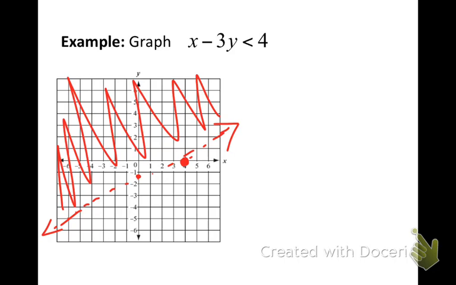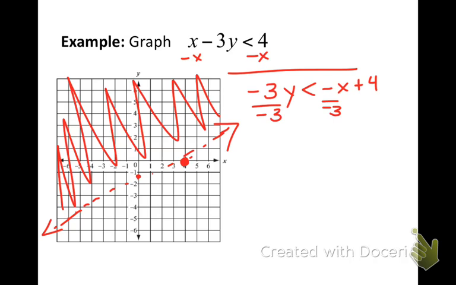So let's quickly practice solving this for y, because my y term has a negative in front of it, so when I end up dividing by -3, what am I going to have to do with my sign? I'm going to have to flip it. So if I practice solving that really quickly and minus my x from both sides, then we get -3y less than -x plus 4. Then when I divide everything by -3, I get y is greater than 1/3 x minus 4/3.